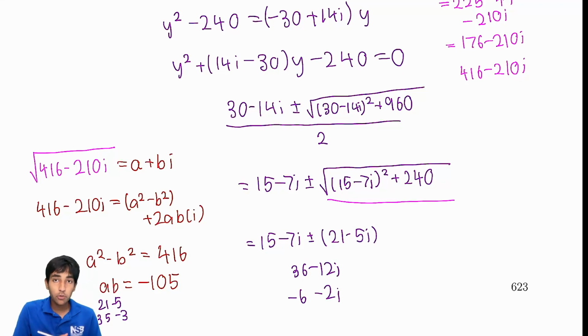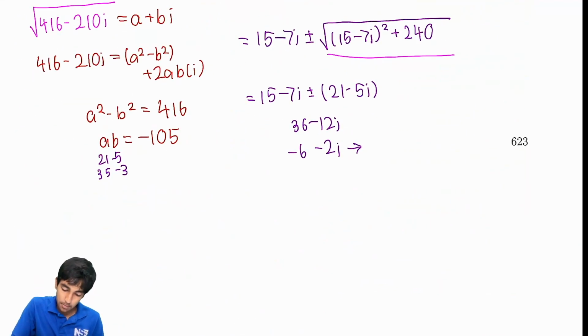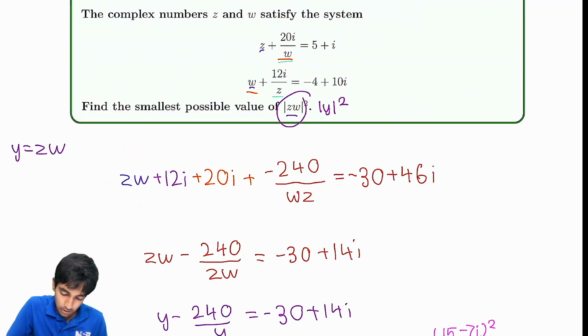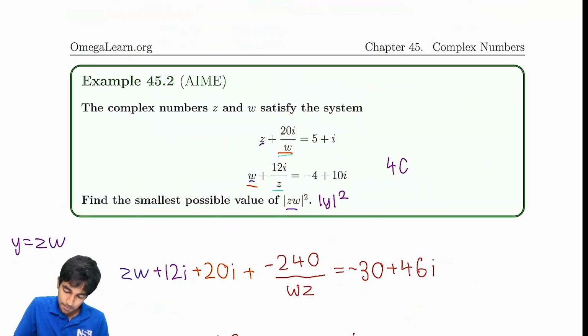So now the question is, which one has a smaller magnitude? Because we're looking for a minimum value of this. This is a magnitude of root 40. This has a magnitude of root something way bigger. We don't even care. So clearly, this is going to be the one. It's going to have the smallest possible magnitude of ZW. So our answer is just the square root of 40 squared, 40.